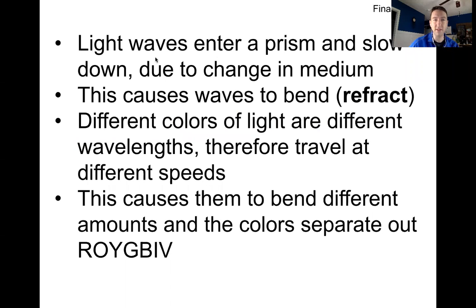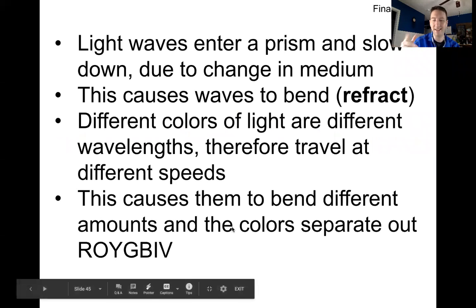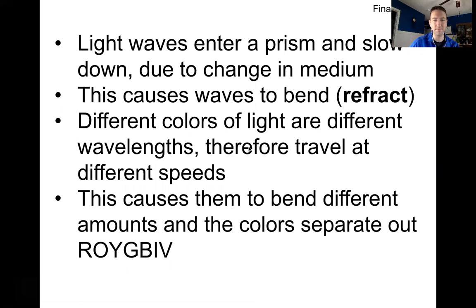Light waves enter a prism and slow down due to the change of medium. Yep. This causes the waves to bend, which is refraction. Different colors of light are different wavelengths. They travel at different speeds, and then we get all the colors out. Awesome.